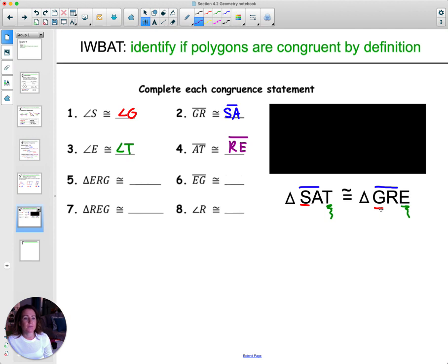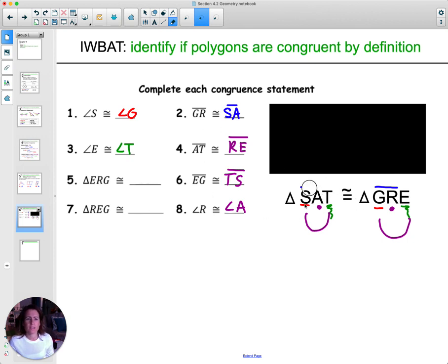EG, first and last. So first and last. So EG would be with TS. Angle R in the middle with the other middle A.